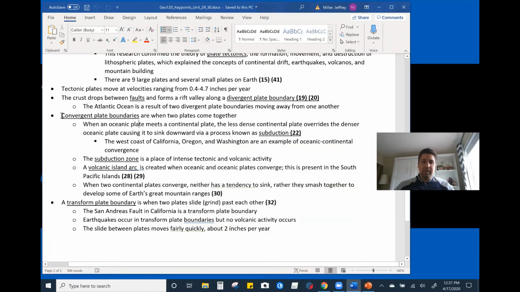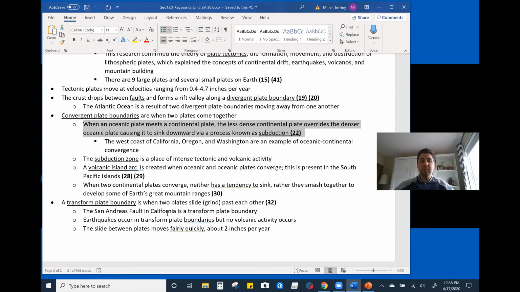The next boundary I want you guys to know is something called the convergent plate boundary. So if divergent means moving away, convergent means coming together, okay? Two plates come together. There are a couple different things to consider here. If you have an ocean plate and a continental plate, the one that's less dense, which is the continental one in most cases, is going to override the denser ocean plate, and it's going to cause it to sink downwards in a process known as subduction. Okay, so the ocean plate is actually sinking below the continental plate.